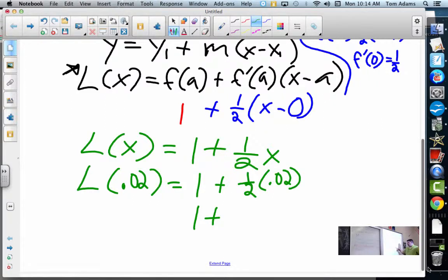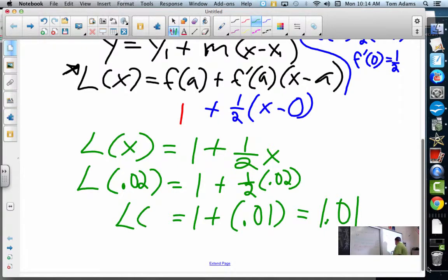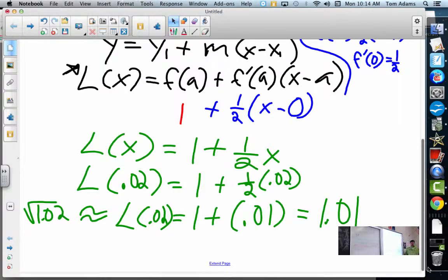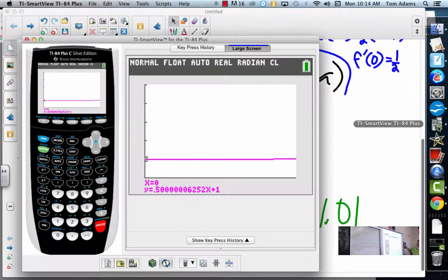What's 1/2 of this 0.02? 0.01. So this is a linear approximation of my function. In other words, the square root of 1.02 is approximately this stuff. Does that make sense to you guys? And how could I verify that? I could graph it or just plug it in the calculator, right?